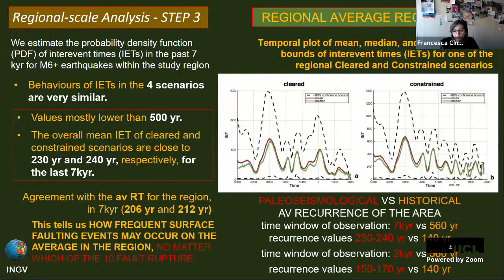And there is also good consistency if we compare the palaeoseismological average recurrence with the historical average recurrence of the area, particularly if we think that the time of observation, the palaeoseismological observation, is 12 times larger than that of the historical observation. And actually, the values of the recurrence become almost the same if we reduce the palaeoseismological time window to 2 kiloyears.